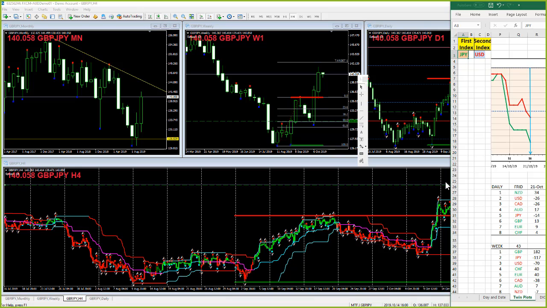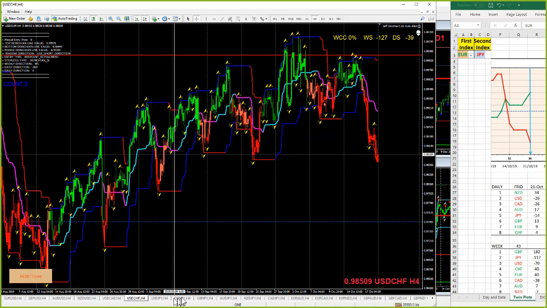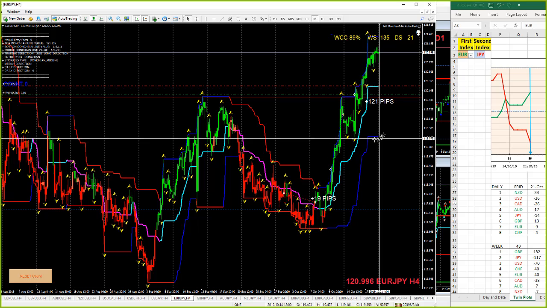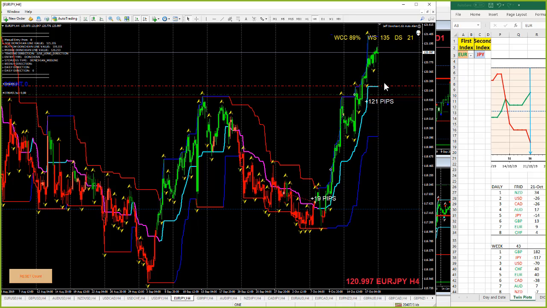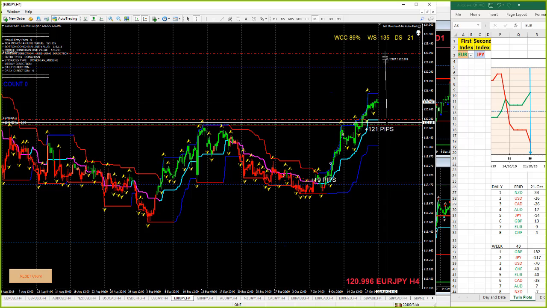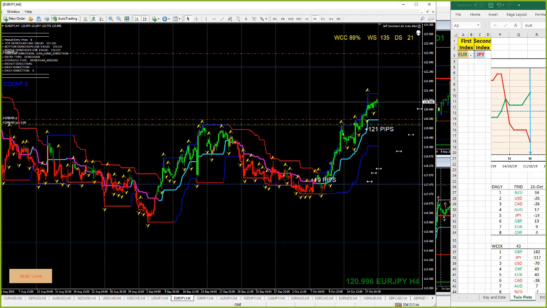So pound yen is still continuing on its move. We're looking before at the euro yen. The euro yen is just strong, so that's where we continue holding that one there. We did 121 pips last week, and now it's running. Yeah, so it's running towards the 300 pips. There it is, 300 pips into the target.